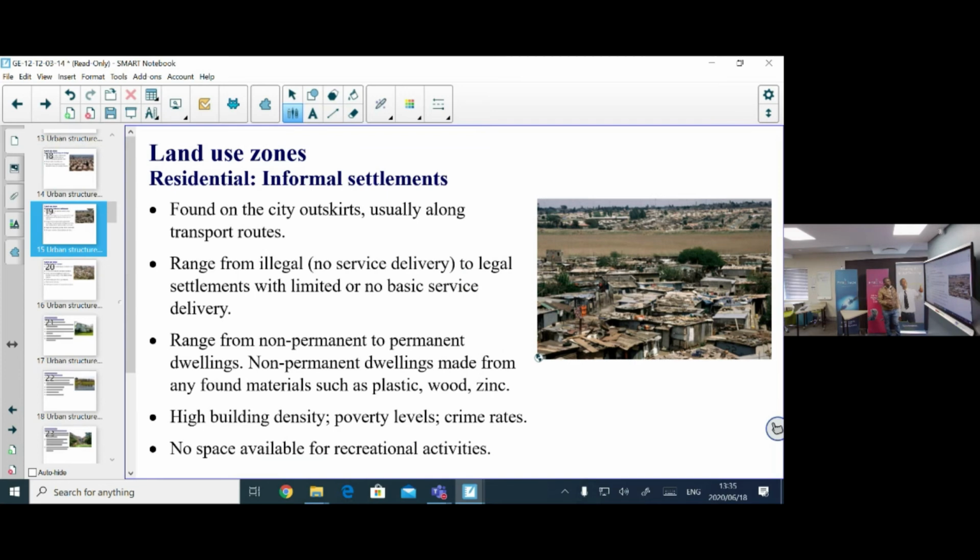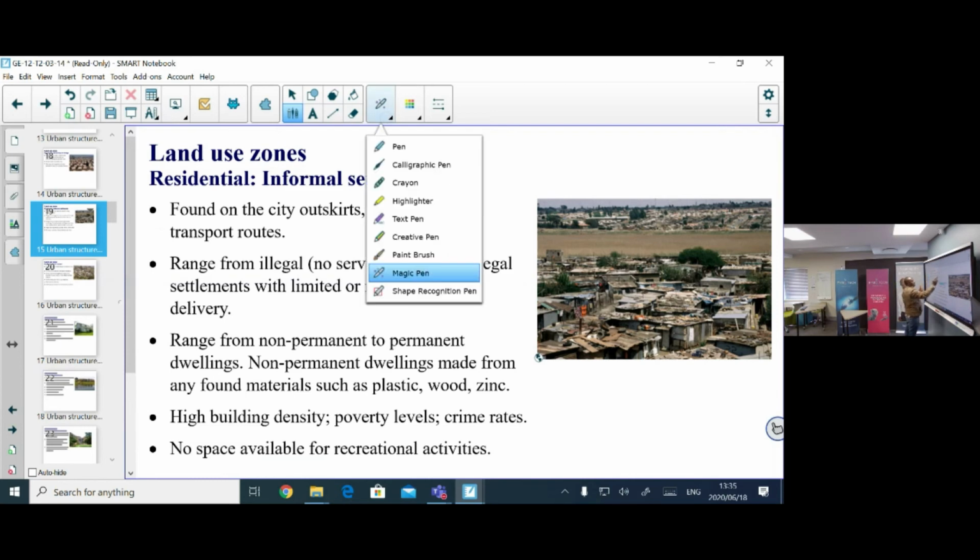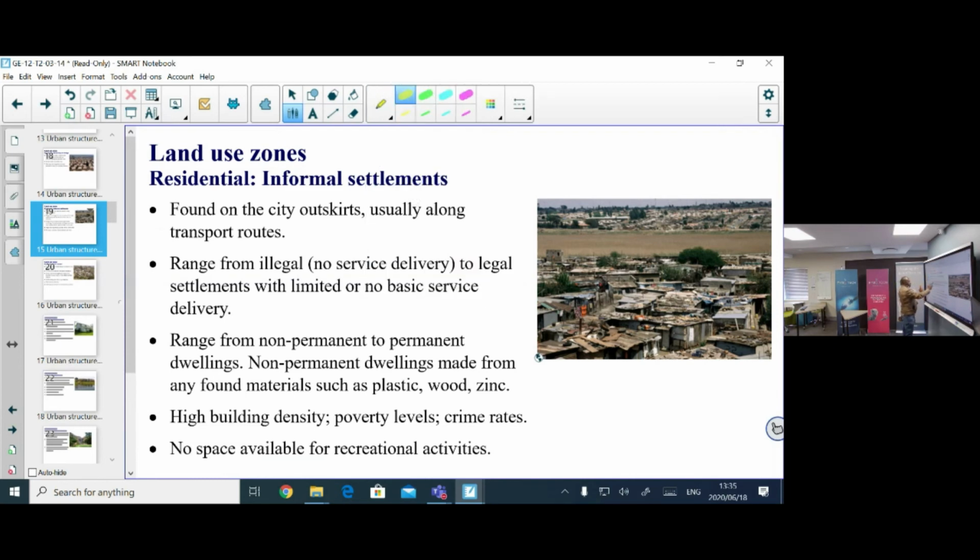Then let's look at informal settlements, which are found on the city outskirts, usually along transport routes, and range from illegal, that is, no service is offered for the illegal one, to legal settlements with limited or no basic service delivery. They also range from non-permanent to permanent dwellings. Non-permanent dwellings are made from any found materials such as plastic, wood, zinc. High building density, poverty levels, crime rates, no space available for recreational activities in those informal settlements.